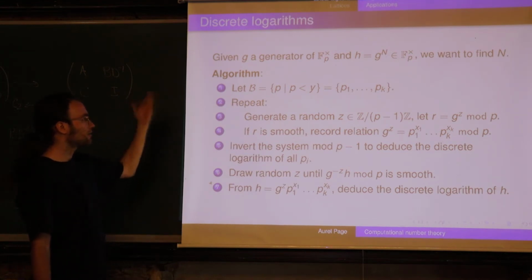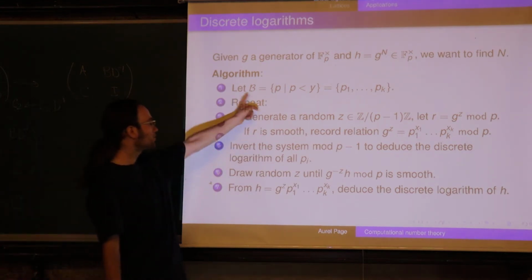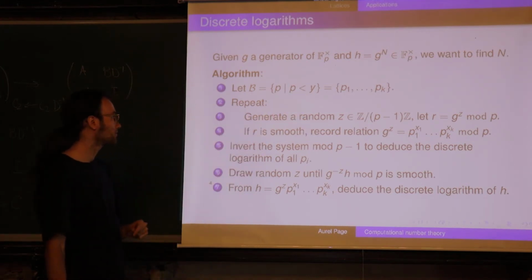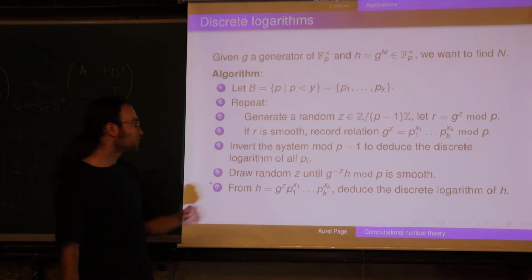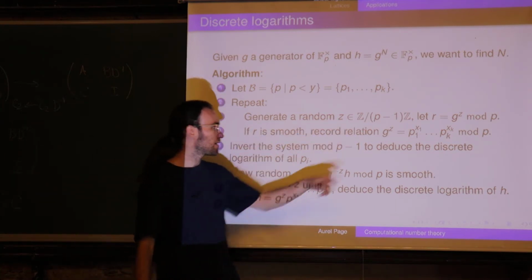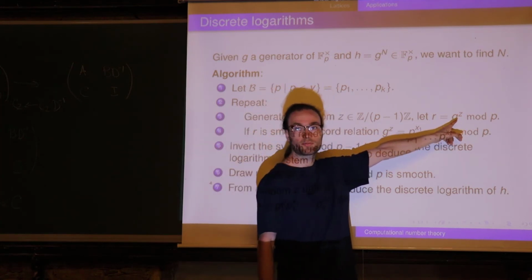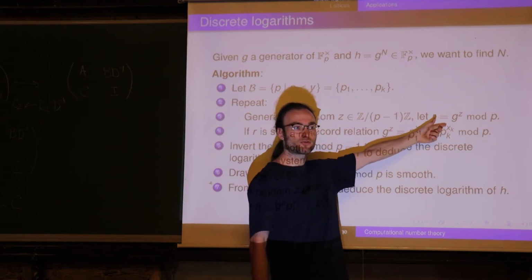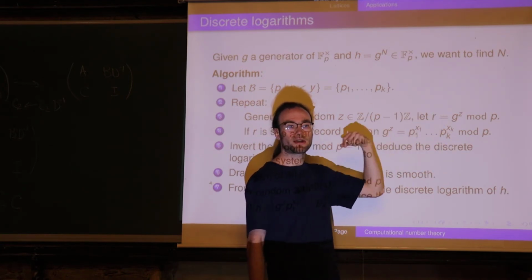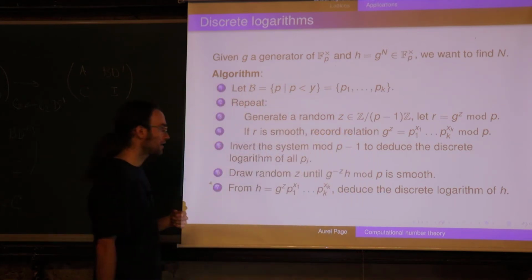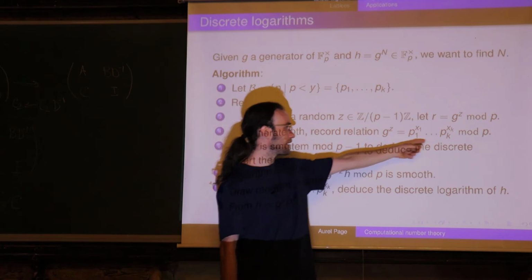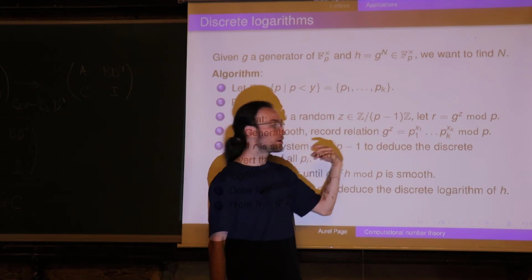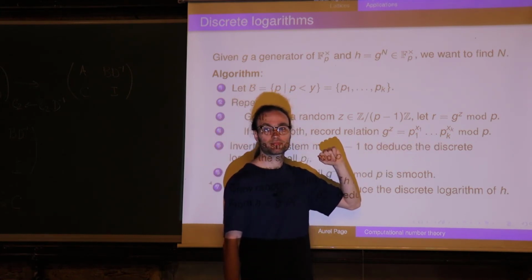So we're going to use again a factor base algorithm. Consider the set of primes up to y. Again, we'll have to adjust the value of y. And you repeat the following. You generate a random exponent z and let r be g to the z mod p. Again, you think of this as an integer between 0 and p minus 1, and you try to factor it over the factor base. And if it factors, you write a relation like this: you have an element of which by construction you know the discrete log, equal to some product of these primes.